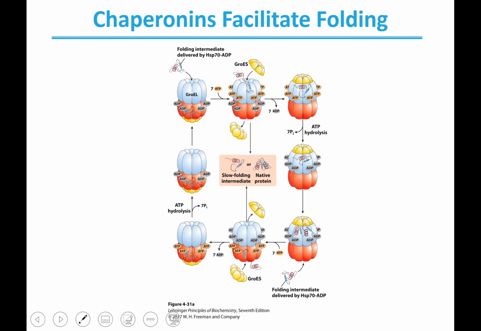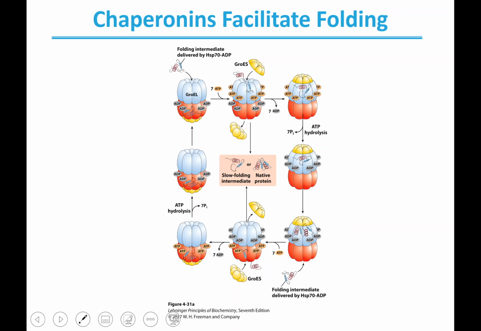Right. The other type of chaperone the book mentions are chaperonins. This is a little bit bigger system. So in here we have a folding intermediate delivered by HSP70, and this is in a bacteria cell. In the bacteria system, this is referred to as the GRO-EL and GRO-ES complex. There are two pieces to it, two halves.